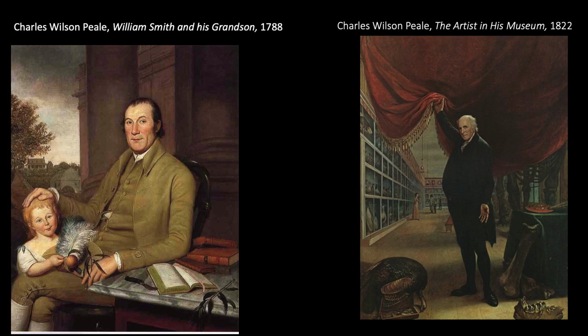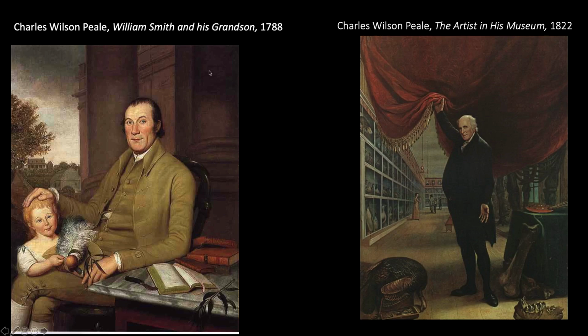He was more interested in creating portraits rather than history paintings like West and Copley, and he realized that he wanted to return to the United States and that he wanted to paint portraits because that's what the American public wanted. So on the left, I'm showing you a portrait that he did in 1788 of William Smith and his grandson. William Smith was a Baltimore merchant who had been elected to Congress, and he really wants us to be remembered as both a congressman.